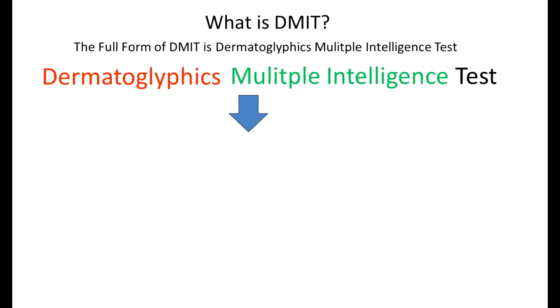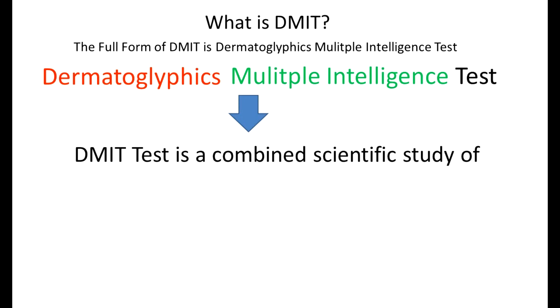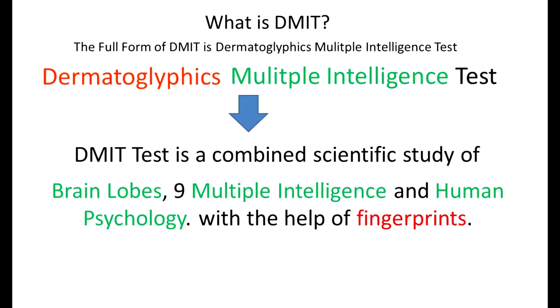So now you got what is dermatoglyphics and what is multiple intelligence. Let me give you a summary of the DMIT test. The DMIT test is a combined scientific study of brain lobes, 9 multiple intelligences, and human psychology, which we do in counseling. So all these studies will be conducted with the help of fingerprint patterns. So what is DMIT analysis and brain lobes, which we do while preparing the DMIT report?